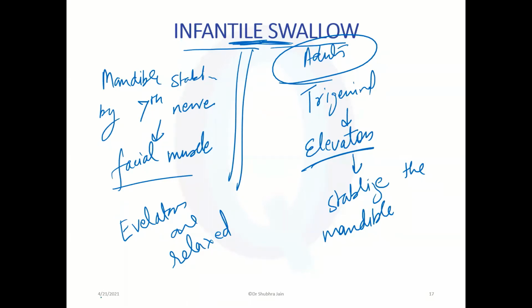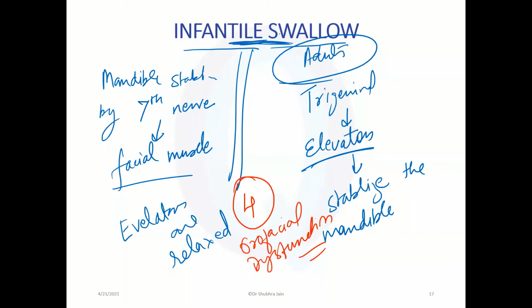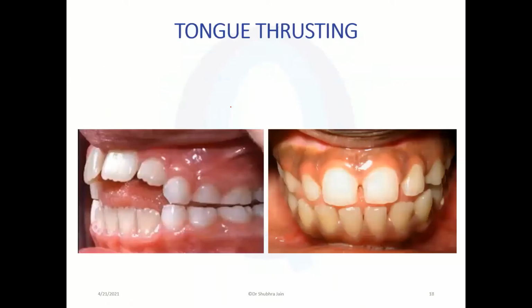So what is the cutoff age? It is actually 4 years. Till 4 years, even if a mature swallow is not there, then it is fine. But after 4 years, it is considered an orofacial dysfunction. So infantile swallow is a neuromuscular problem. I am discussing this because in tongue thrusting, that kind of tongue thrusting is a retained infantile swallow.